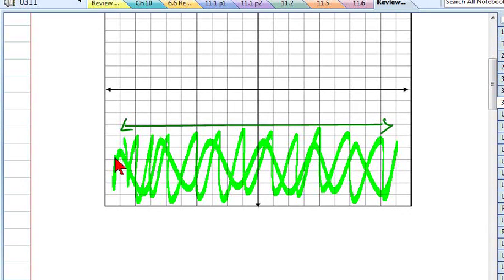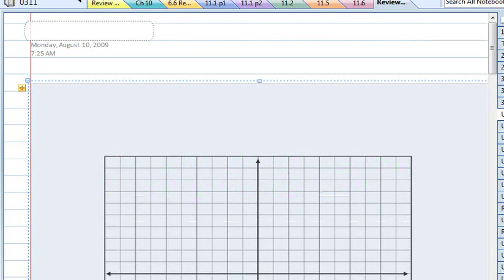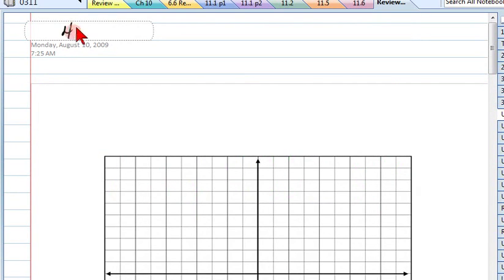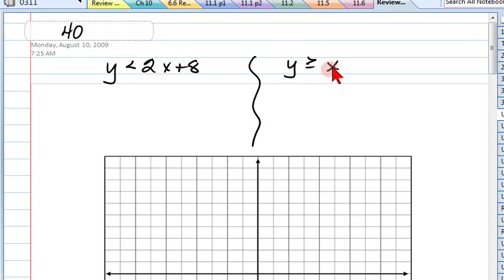The last two questions, and there won't be this many on the test, but you're just getting more practice, or I hope you think you're getting more practice. Numbers 40 and 41 are systems of inequalities. So I've got 2 to graph for each one of these. The first one, this is number 40, has y is less than 2x plus 8, and it has y is greater than or equal to x minus 7.